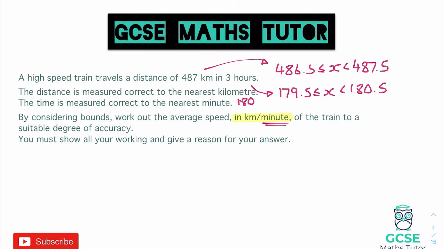So the next part of the question says by considering bounds. Now when it says by considering bounds, that means we need to work out the upper and the lower bound, and then we're going to have a look and see how they both round. So we'll start by working out one of them.